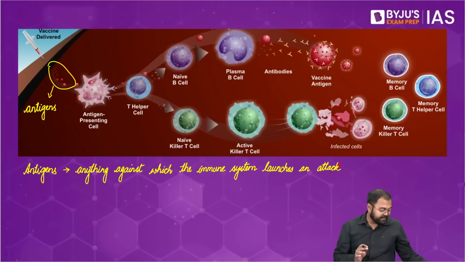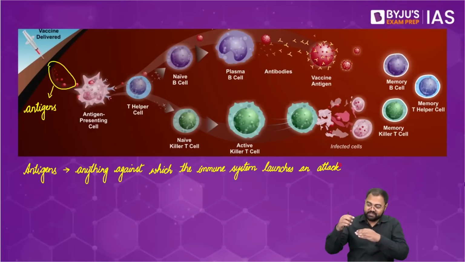Now once these antigens are delivered to the body, first and foremost there are something called antigen presenting cells, which will come in contact with these antigens. As they come in contact, they will make the antigens stick to the body of these antigen presenting cells. So these are the first responders. These will be the first ones to come in contact with the antigens.